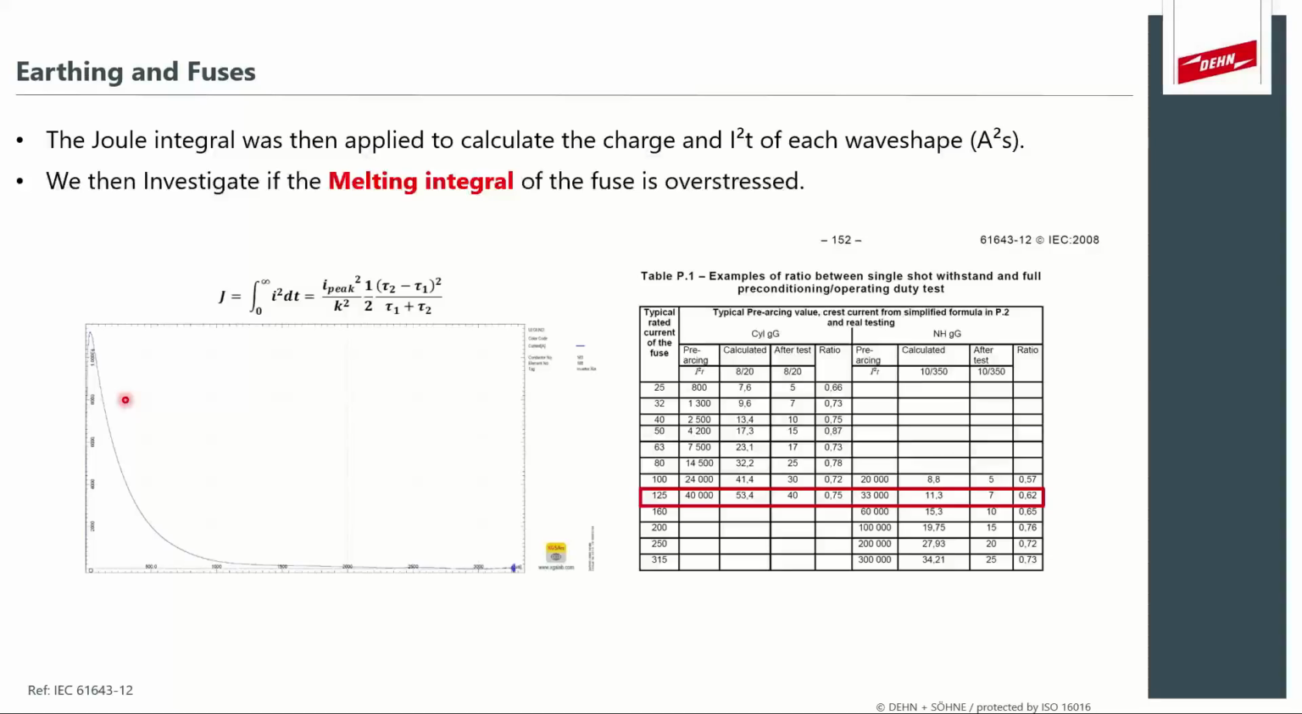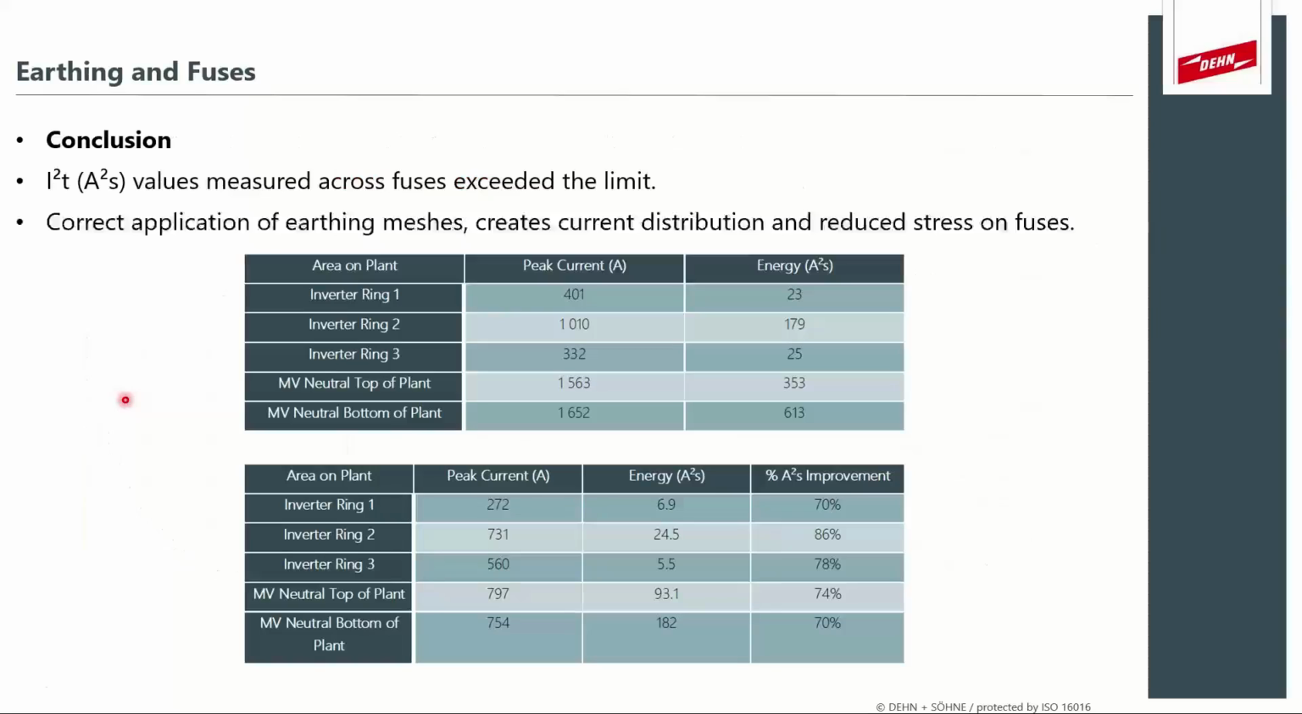And the fuse limit was 29 amp squared seconds in this case for the small 5 amp fuse, and that's what we had to investigate to make sure that it's not being exceeded. Now, when we measured in different places across the plant, you can see firstly, this is an extract of the nearby strikes up to 6 meters away. You can see that the amp squared seconds values that we measured were mostly above the 29 amp squared second limit.